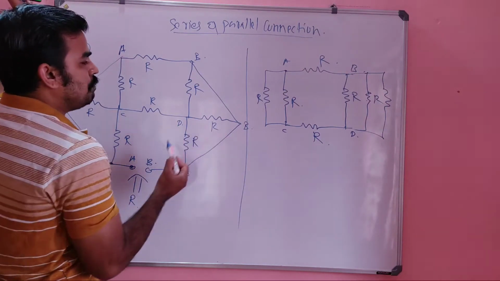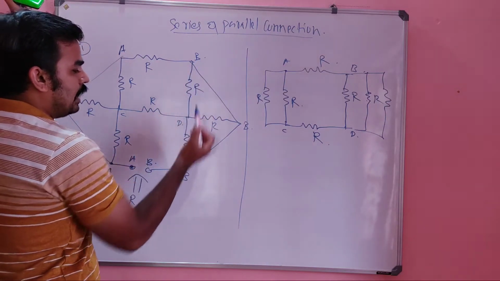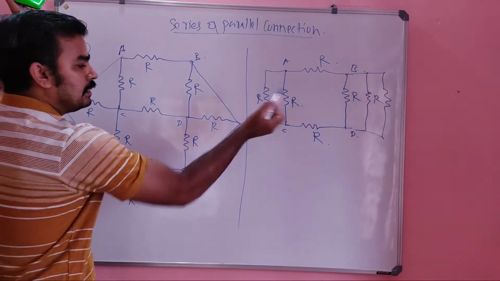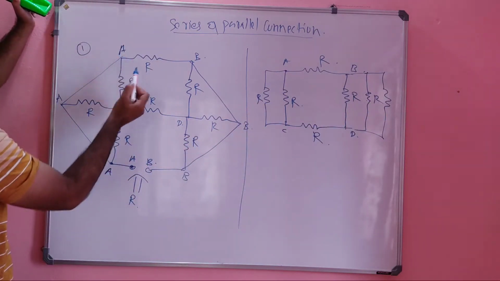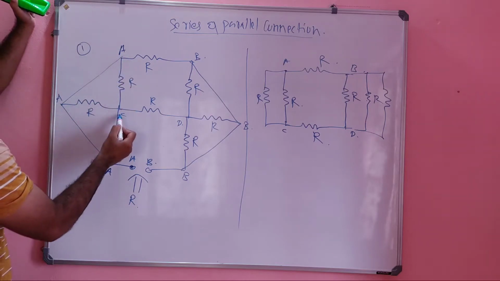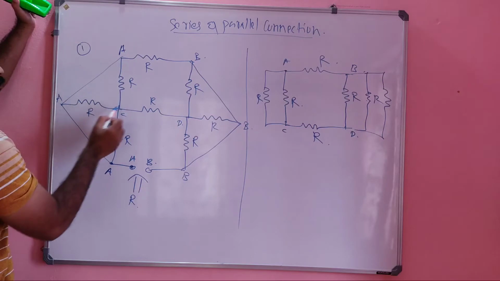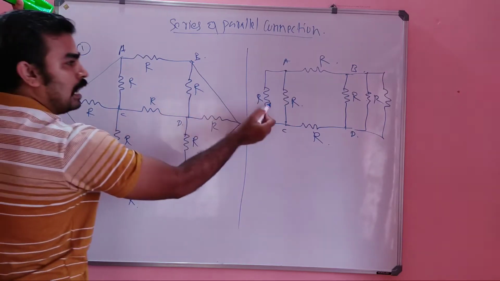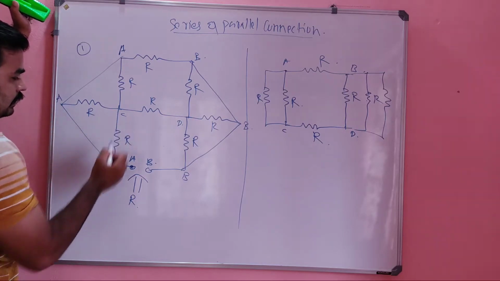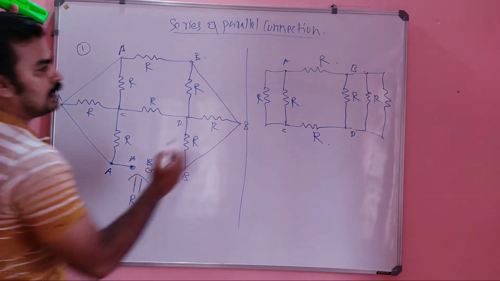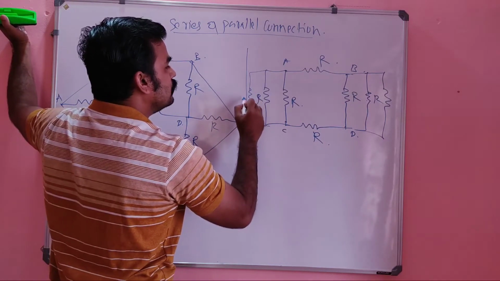So across B and D, how many R's are there? One B and D, it is R. Again B and D, another R. Again B and D, another R. Again a connection between A and C, one R, I already wrote. And again A and C, another R, I already marked that. And again here A and C, another R. So one more R will be here. So it is R.